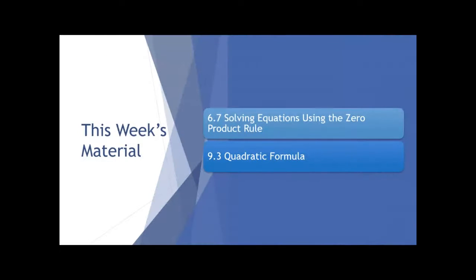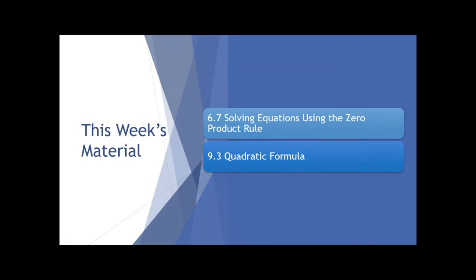First off, we only have 2 sections that we're covering this week, 6.7, which is solving equations using the zero product rule, and 9.3, which is the quadratic formula. We are skipping sections 9.1 and 9.2, and you should be completely fine to skip those.